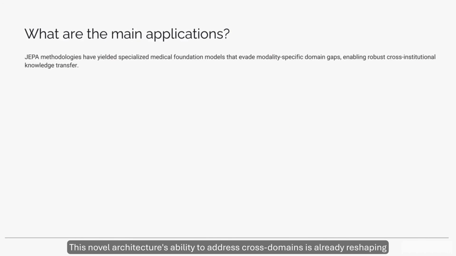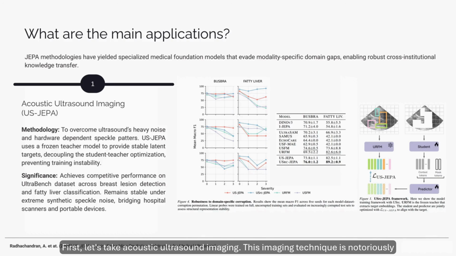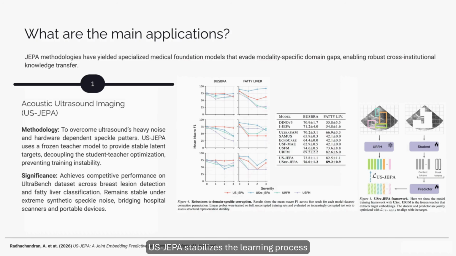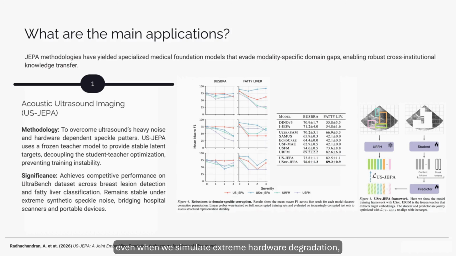This novel architecture's ability to address cross-domain challenges is already reshaping specialized medical fields, leading to the development of foundation models. First, let's take acoustic ultrasound imaging. This imaging technique is notoriously noisy and heavily dependent on the specific machine used. US-JEPA stabilizes the learning process by using a frozen teacher model to provide clean targets, completely decoupling the learning process. Because it filters out modality-specific noise, even when we simulate extreme hardware degradation, mimicking a shift from a premium hospital scanner to a portable device, US-JEPA remains highly stable.